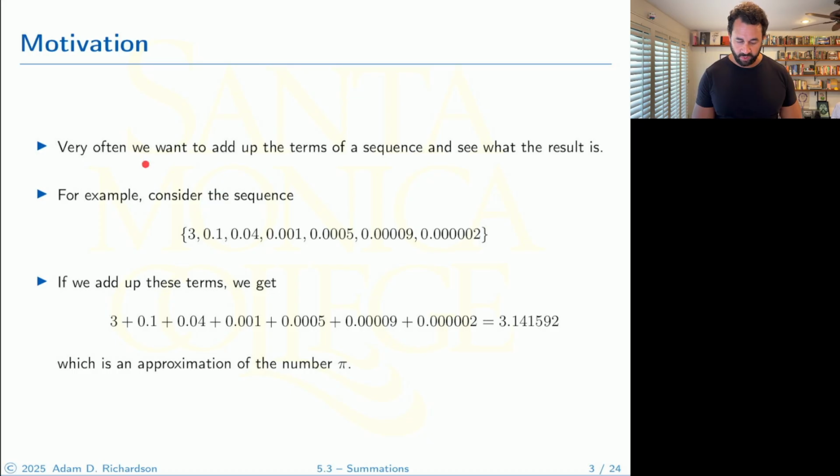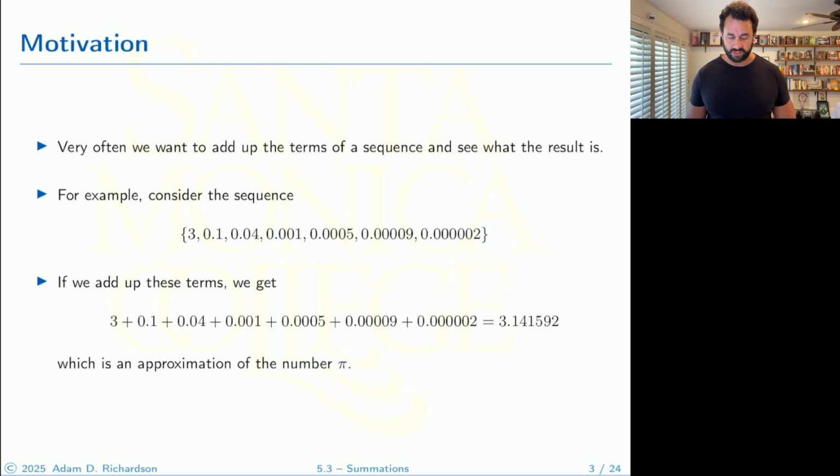Very often, we want to add up the terms of a sequence and see what the result is. So for example, consider this sequence. This one should look a little bit familiar. 3, 0.1, 0.04, 0.001, 0.0005, 0.00009, 0.000002, and that's a sequence, right? It's just a list of terms.